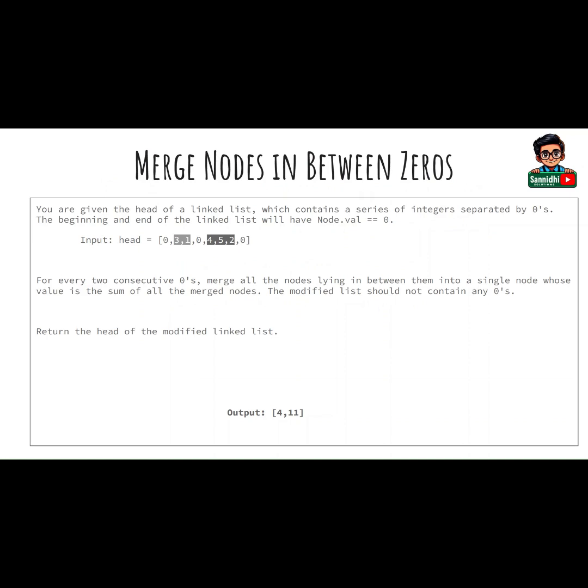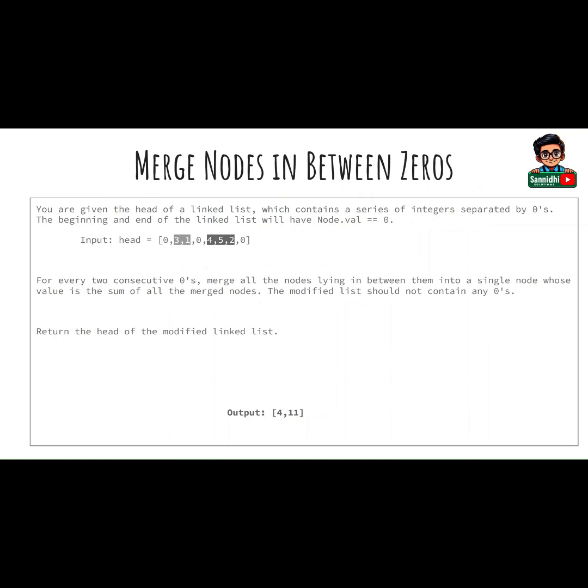Today we discuss a very interesting problem in the linked list, merge nodes in between zeros. So you are given the head of the linked list which contains a series of integers separated by zeros. The beginning and end of the linked list will have the node value equal to 0. I think this is the point which we need to observe. So the problem statement says the beginning and end of the linked list will have the value equal to 0.